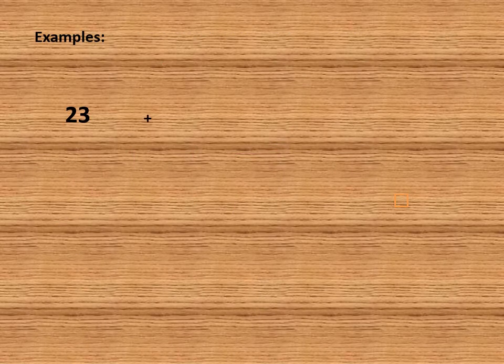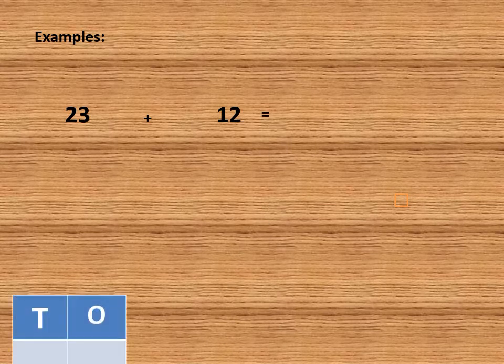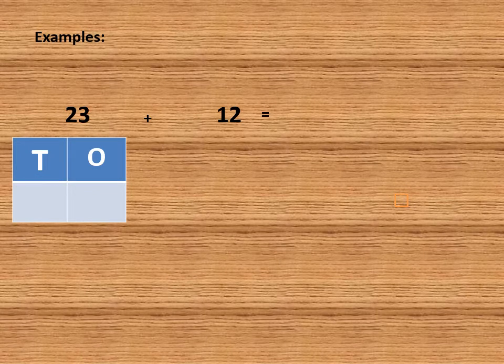First example, if I have 23 plus 12, I want to decompose the two numbers in tens and ones. How many tens in the first? In 23, how many tens? Excellent, 2 in tens. 1, 2. And how many ones? 3 in ones. Excellent. 1, 2, 3. Now I have 3 small squares in ones and 2 lines in tens.